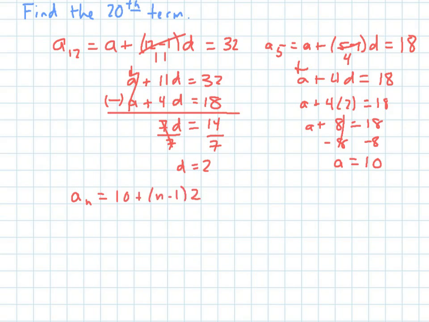And so now I want to figure out what the 20th term is. So my n is 20. 20 minus 1 is 19. So 10 plus 19 times 2, which is 38, and then add 10 to that gives me 48. So that must be my 20th term in this arithmetic sequence.